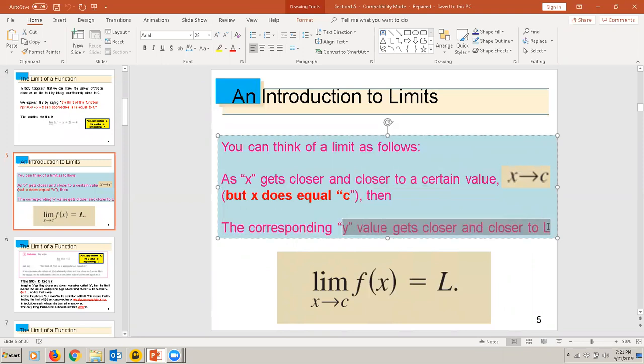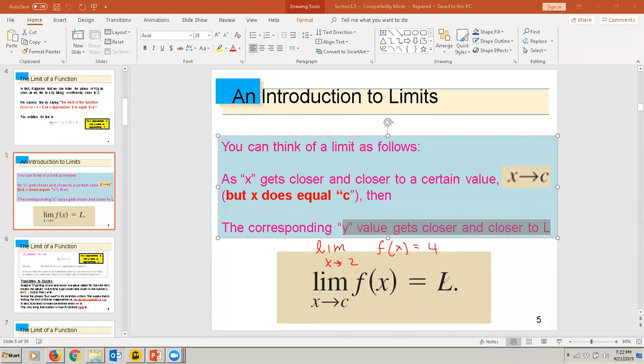Then the corresponding y value gets closer and closer to some number. We're going to call that number L. In our example, the y value here was 4, right? As x got closer and closer to 2, the y value got closer and closer to 4. So the way we would write that is the limit. Let me write this here just to give you a quick example. The way we would write that example is the limit as x approaches 2 of that function, f of x, the y value approached 4, so we would say equals 4.